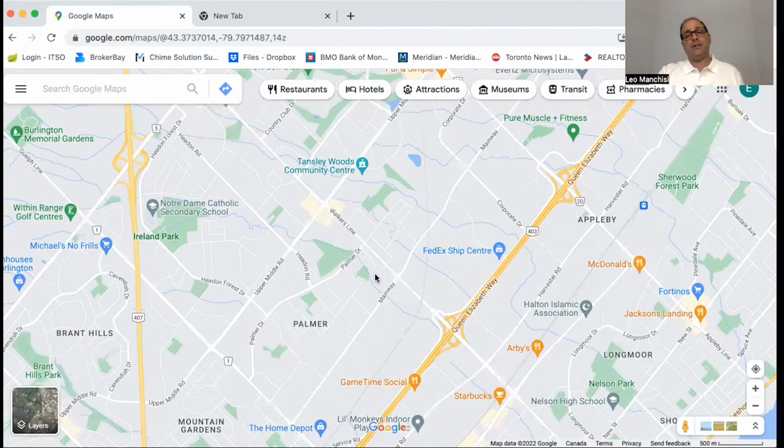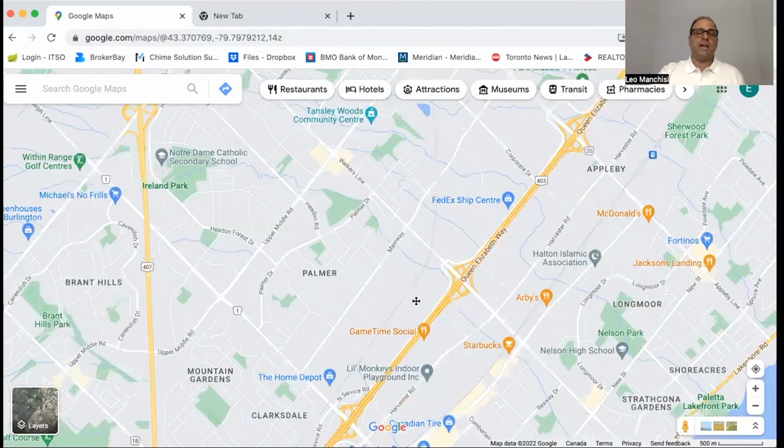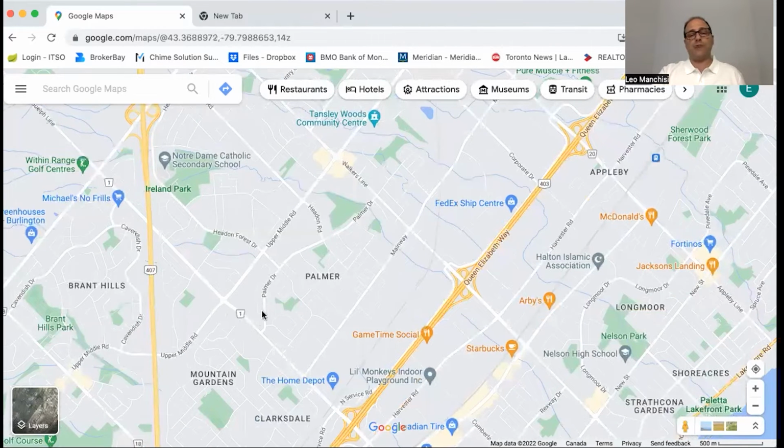They're surrounded along that corridor of Walker's Line. There's a number of condominium complexes and things like that that separate the detached homes in Tansley Woods and in Palmer and everything like that. Again, in Palmer, you'll see that Palmer Drive really runs from one end of the neighborhood to the other.